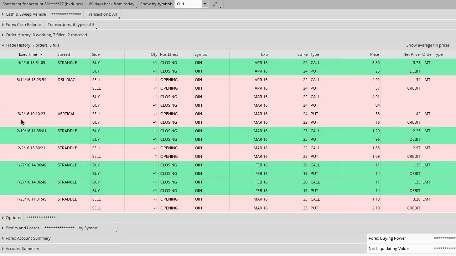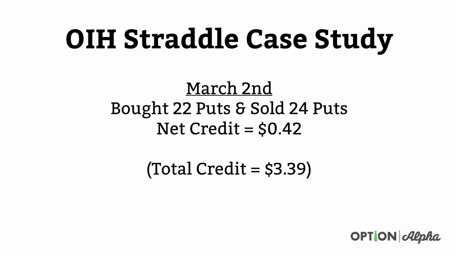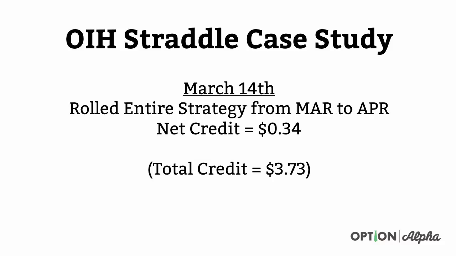But notice that on our second straddle that we did, which is the one that we're discussing here, back on 3-2, again, we closed out of our 22 puts that we had and then reopened the 24 puts for a $42 credit. Okay, so now we did go a little bit inverted on this trade. As we got further through March, we realized that the stock continued to rally.